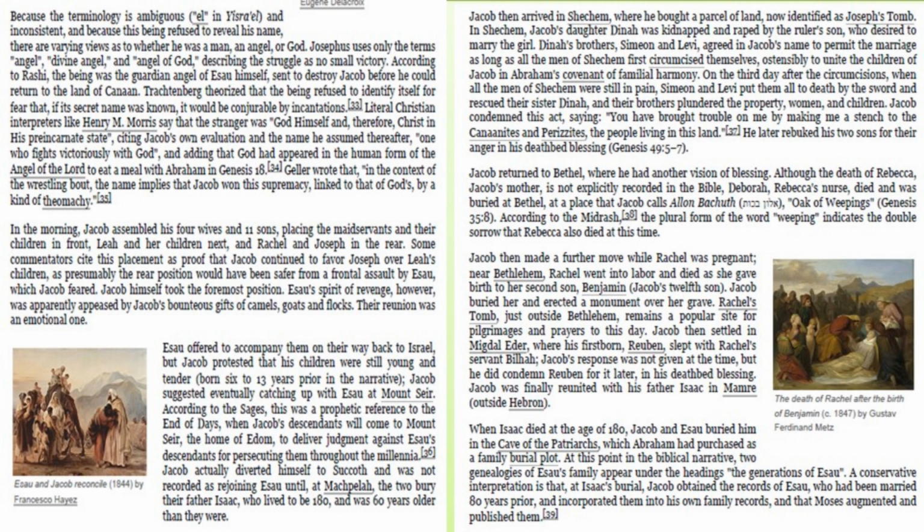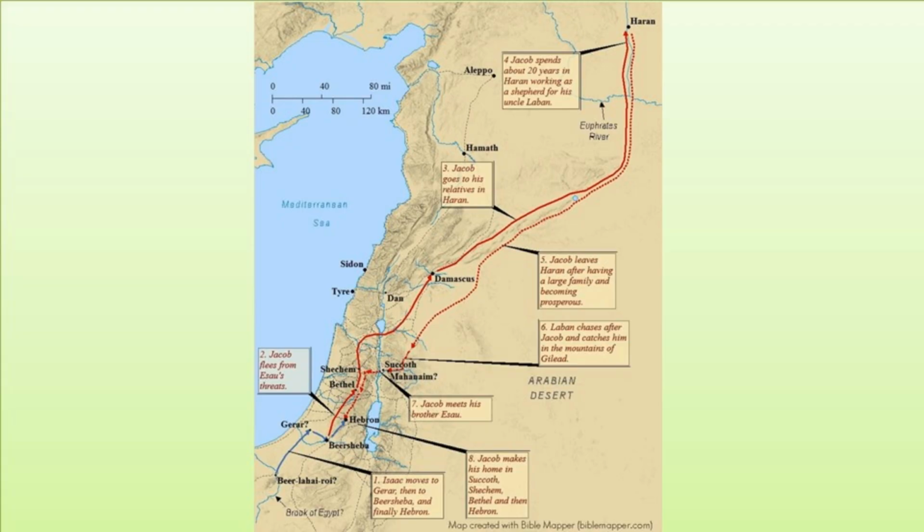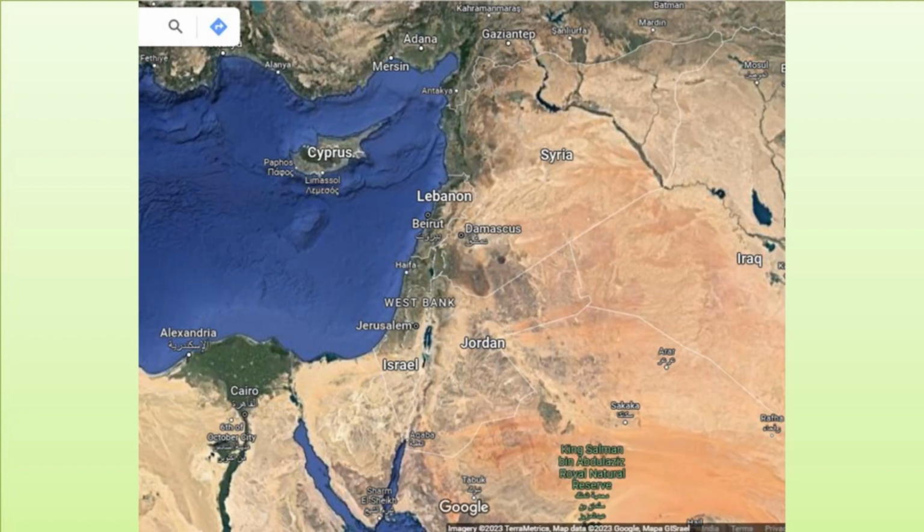Later, Jacob continued his journey and reached Succoth and then Shechem, where he purchased a piece of land and pitched his tent. Then God ordered Jacob to move to Bethel, where he built an altar to God. On further journey, Rachel died on the way to Ephrath while giving birth to Benjamin, who is the 12th son of Jacob. Finally, Jacob came back to his father Isaac at Hebron and settled there.